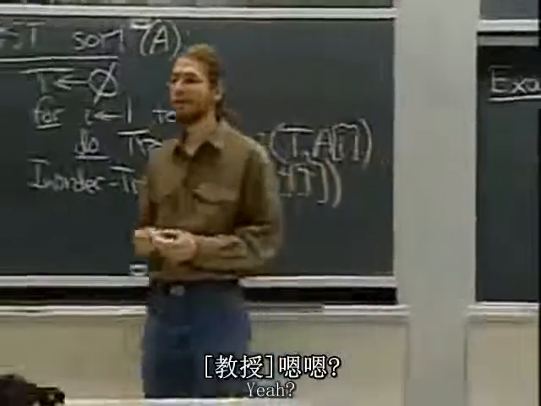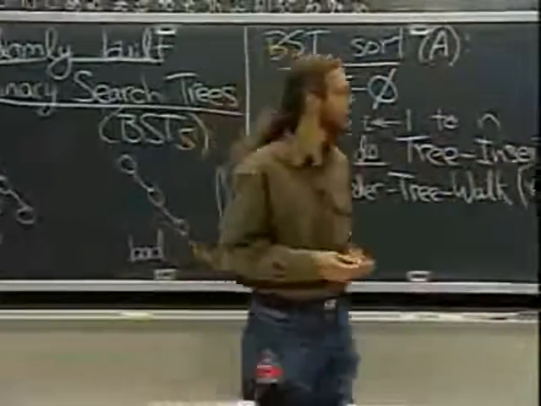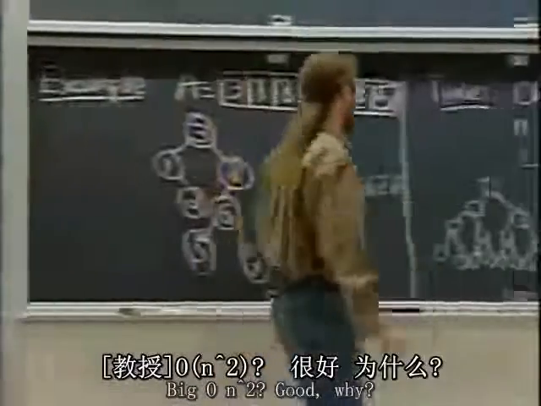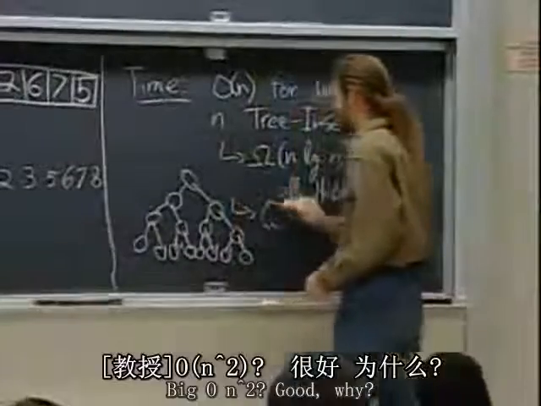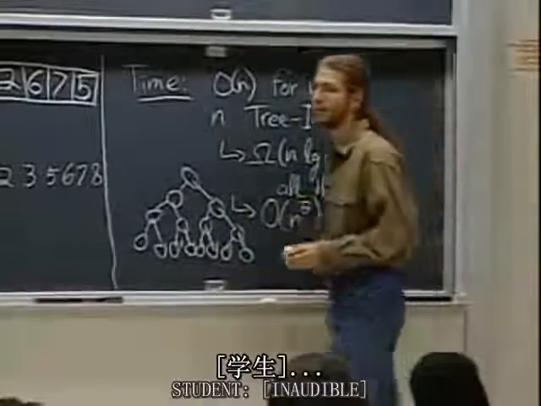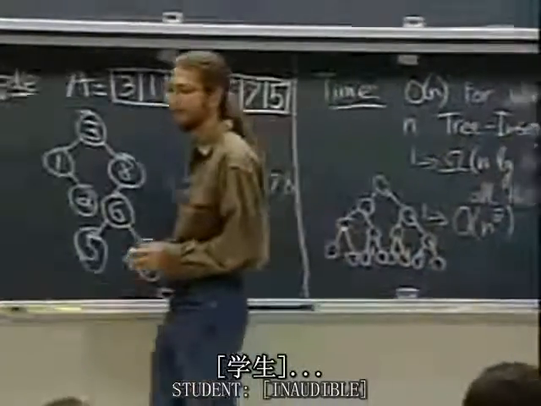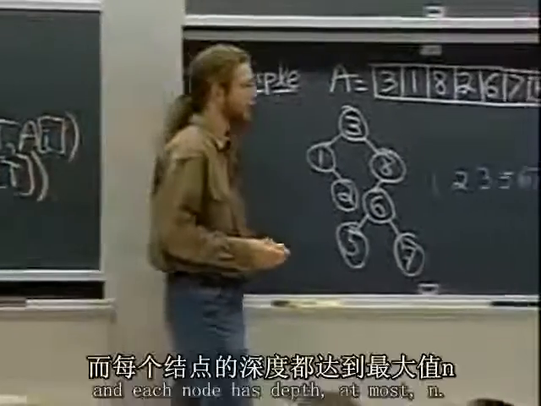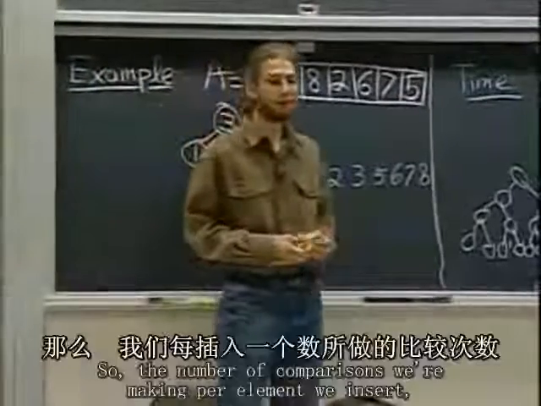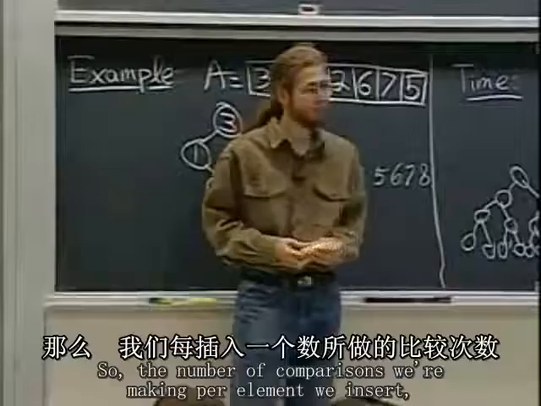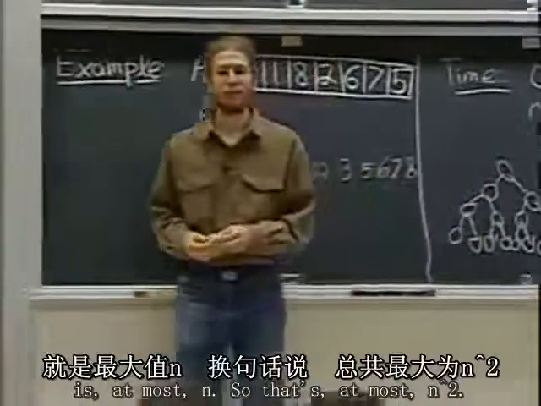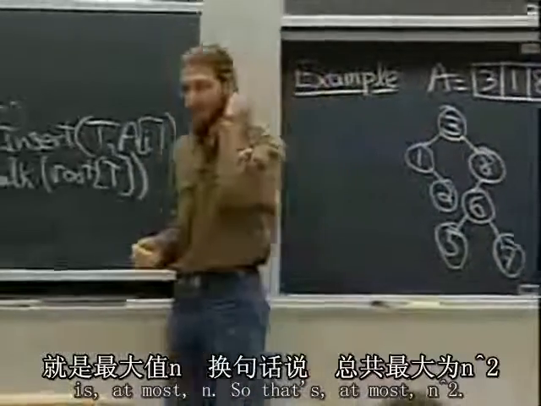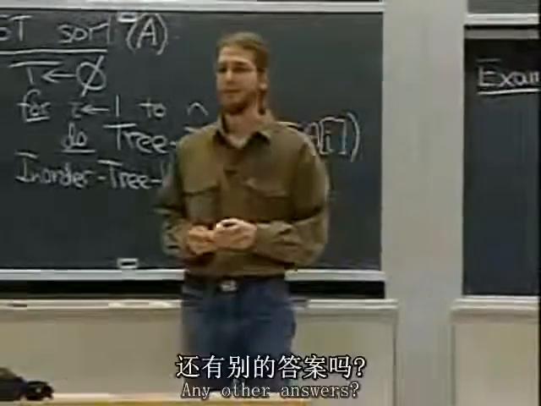Yeah. Big O n squared. Big O n squared. Good. Why? Because you're doing n things, and each of them is big O of n, because that's how many are in the tree. Right. We're doing n things, and each node has depth at most n. So the number of comparisons we're making per element we insert is at most n. So that's at most n squared. Any other answers?